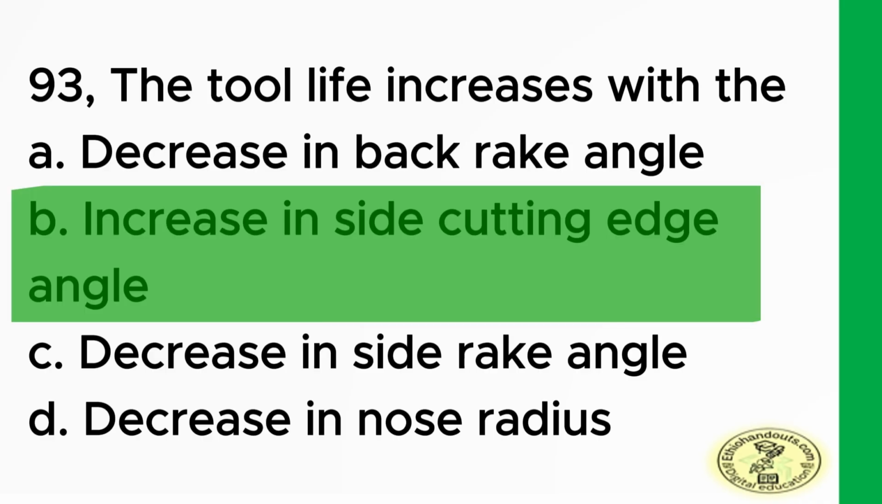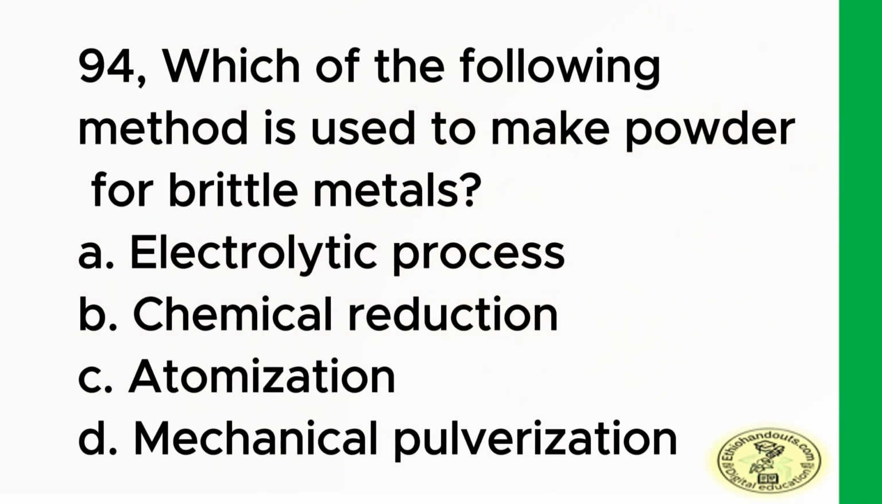The correct answer is B. Increase in side cutting edge angle. 94. Which of the following method is used to make powder for brittle metals? A. Electrolytic process, B. Chemical reduction, C. Atomization, D. Mechanical pulverization.